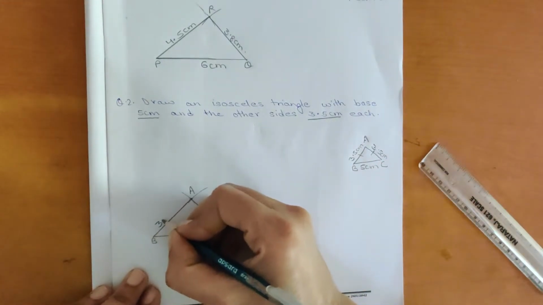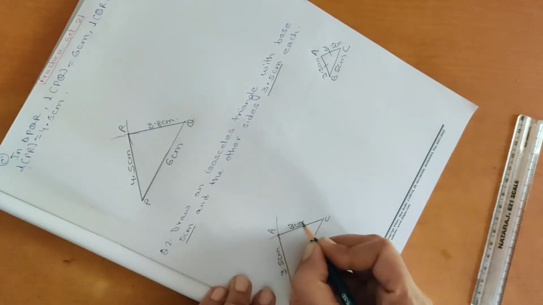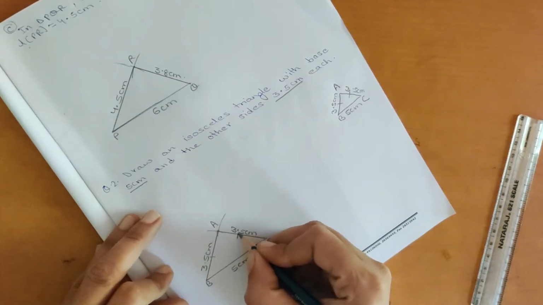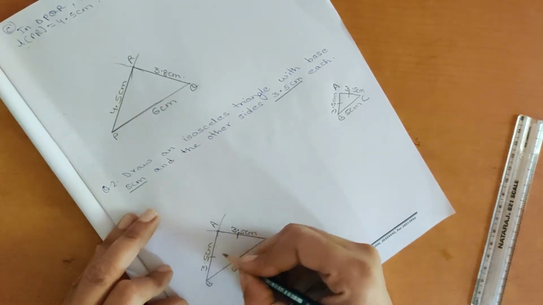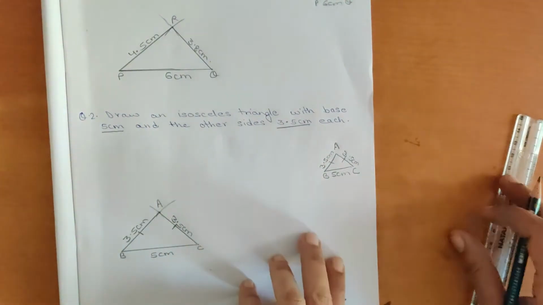So this is 3.5 centimeter and this is 3.5 centimeter. So isosceles, these two sides are same, so we are showing with the symbol. Okay. So the triangle ABC is the required triangle.